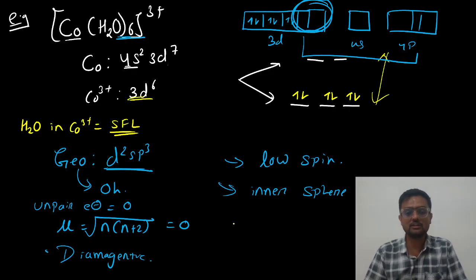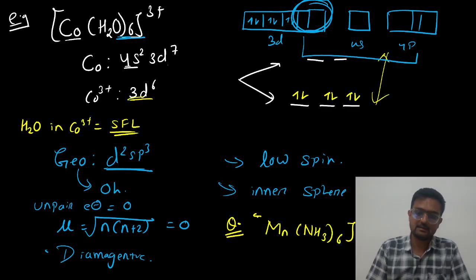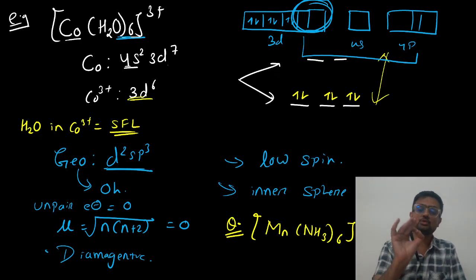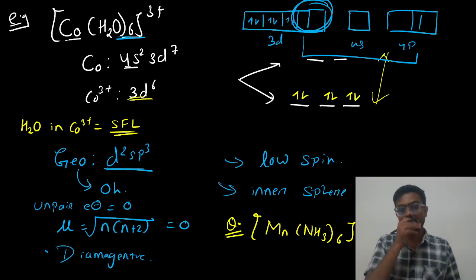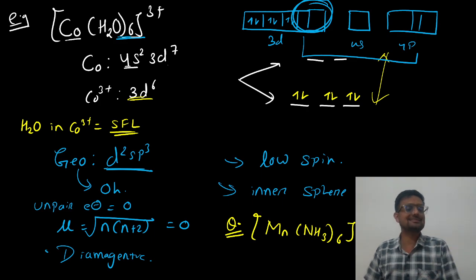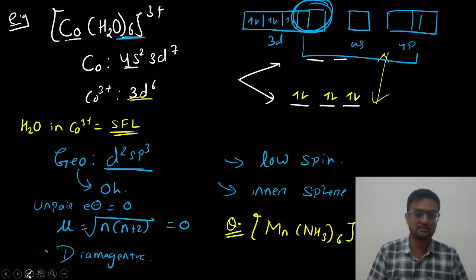Similarly, I'll give you a question which you can try at home. Try to find all these values for, let's say, Mn NH3 6 2 plus. Now you have to decide whether ammonia is a strong field or weak field ligand. If you remember, to classify a ligand as strong field or weak field, we have studied a series called the spectrochemical series. So just use that series, find whether ammonia is strong or weak, and then find all the values. We can also find the CFSE value.